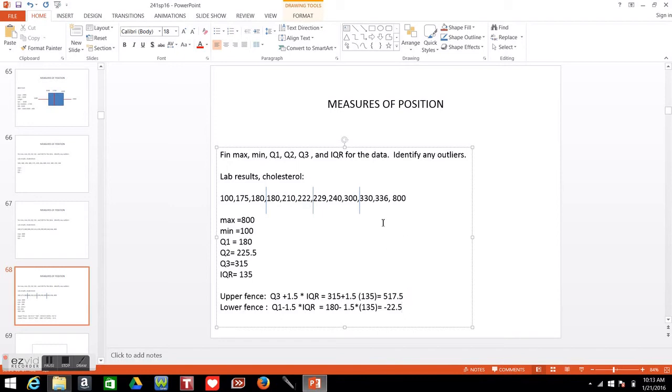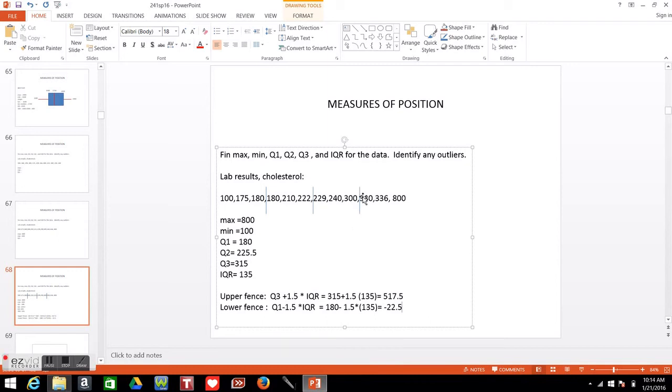Okay. So do we have any values in our list bigger than 517.5? Yes, 800. And do we have any less than negative 22.5? No. So the 800 is considered a potential outlier. Okay. So for the upper and lower fence, you got to know the IQR, and you got to know these formulas. Okay. And they're always the same.